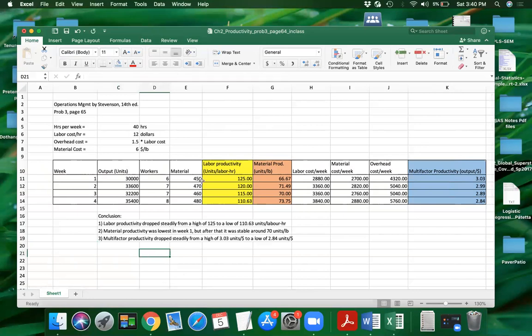Remember, just solving is not enough. You need to pay attention to the conclusion, to the units, like units per labor hour, units per pound, or units per dollar input. So all these things are very important when you're solving the problem, and you have to write the conclusion. While writing the conclusion, you have to make sure you mention the units. Something you have to keep in mind.